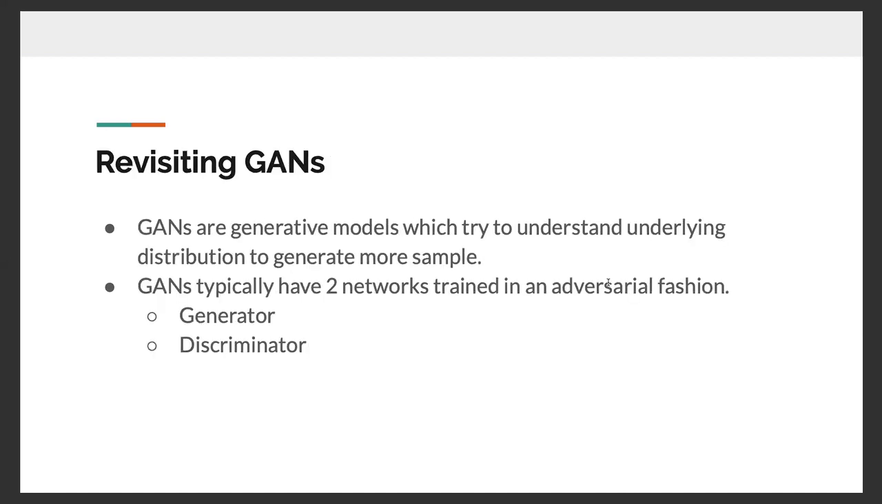Okay, now let's revisit the GANs. GANs are generative models which try to understand the underlying distribution of the data samples, and we use this distribution to generate more data samples. There are typically two networks involved in the GAN framework. The first one is called the generator, and the second one is called the discriminator.